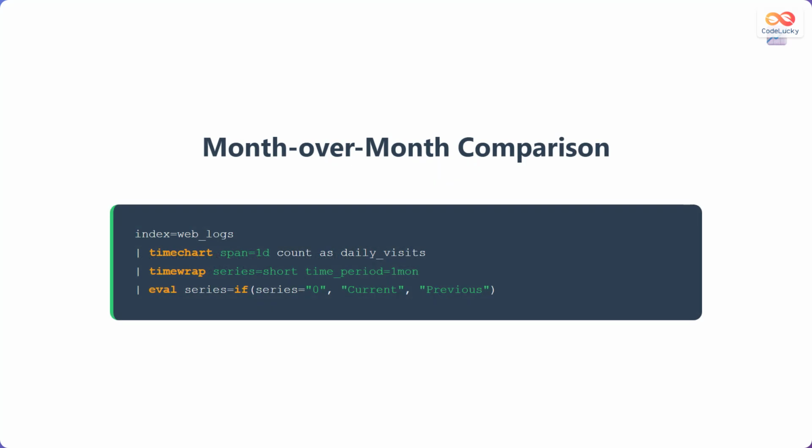For month-over-month comparisons, here's another example using weblog data. We start with weblogs, create a daily count of visits using timechart with a span of 1 day, then apply Timewrap with a time period of 1 month. We can also use an eval statement to rename the series from numbers to more meaningful labels like current and previous for better readability.